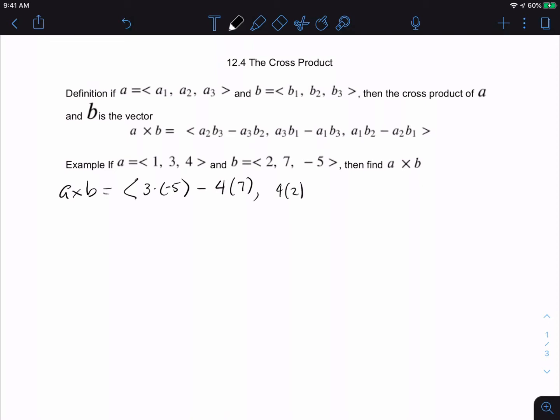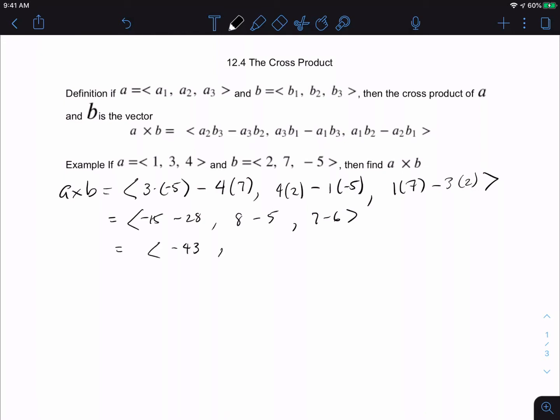Then we're going to get 4 times 2 minus 1 times a negative 5. And just so you see that, it's 4 times 2 minus 1 times that negative 5. And then the last one is going to be 1 times 7 minus 3 times 2. And that's our vector. So when we clean that up, we're going to end up with negative 15 minus 28, 8 minus 5, 7 minus 6, and so our resulting vector is going to be negative 43. Negative and negative, this should be a plus, 13, and then 1. So that's one way to do it.